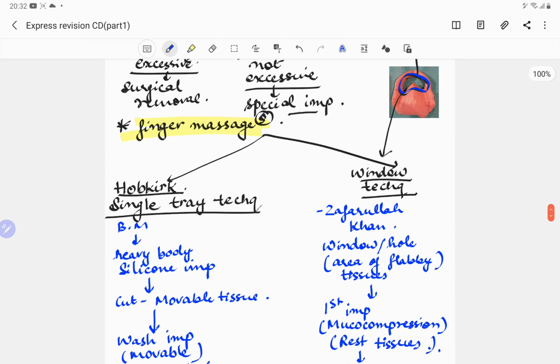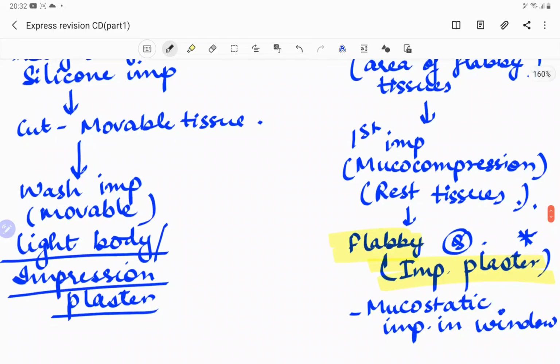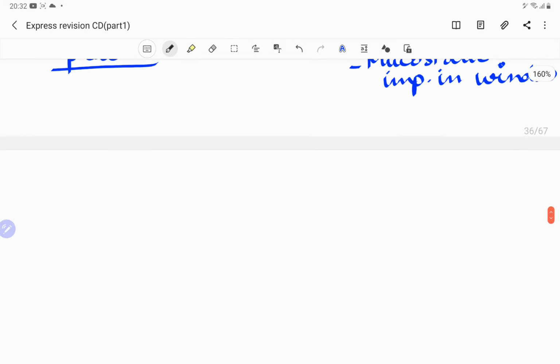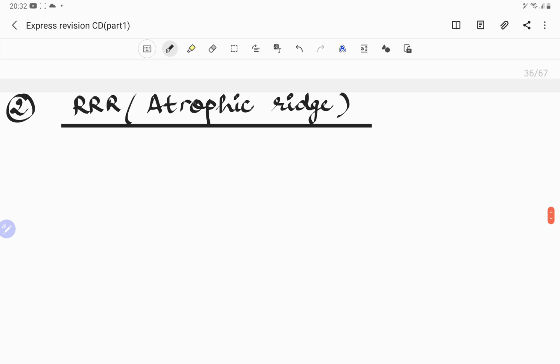Talking about special impressions, that one was for hyperplastic or flabby tissues. The next special impression is for RRR, residual ridge resorption, or we can say the atrophic ridge. This is very important because clinically most of the time we get an atrophic, highly resorbed ridge in the mandible. So it is very important to record a very good impression in a resorbed mandible. If you are doing clinical practice, it is going to help you out.